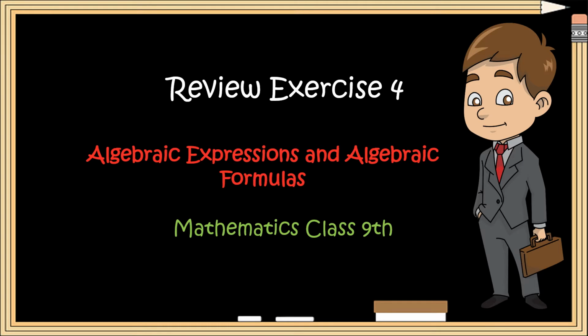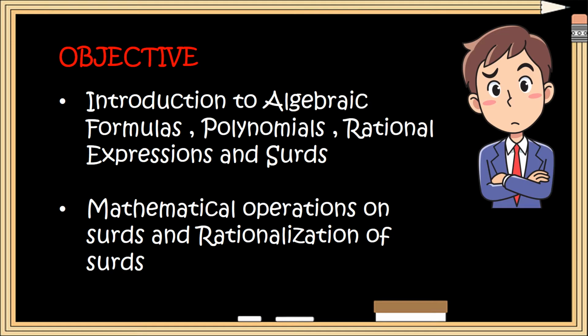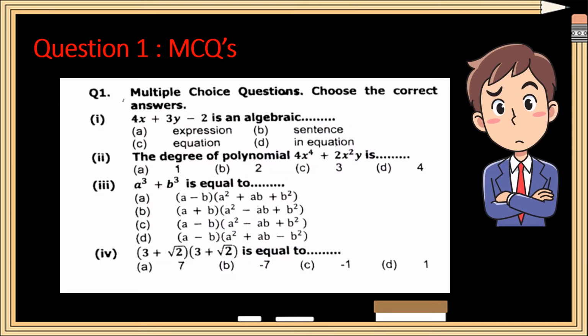We are discussing chapter number 4. The lecture is about review exercise number 4. The objective of this lesson was to introduce you to algebraic formulas, polynomials, rational expressions and surds. We also discussed the mathematical operations performed on surds and the rationalization of surds. The review exercise is basically revising all the concepts that were discussed in the chapter.